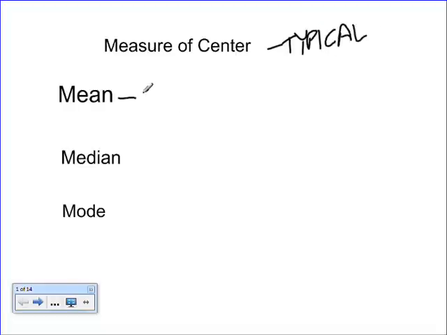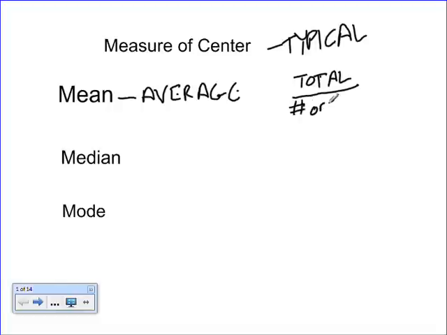So the mean, the other word for the mean, is the average. The way that you come up with an average is you take the total and you divide by the number of data points, the number of data pieces. So take the total that we have, divide by the number of data pieces, and we'll end up with the average, or the mean.